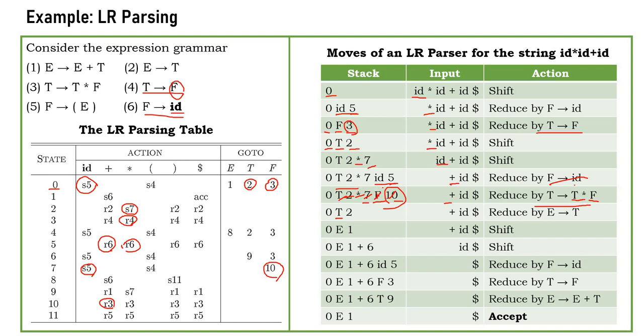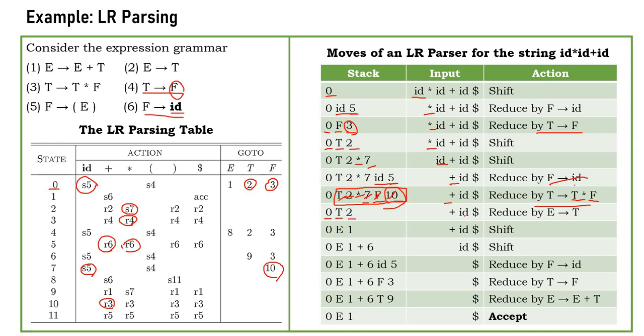So these 6 elements will be removed from the stack. Then it will be reduced by T. Then we have to check this 0 and T. So 0 T, what is the value? It is the 2. So we insert 2 here.